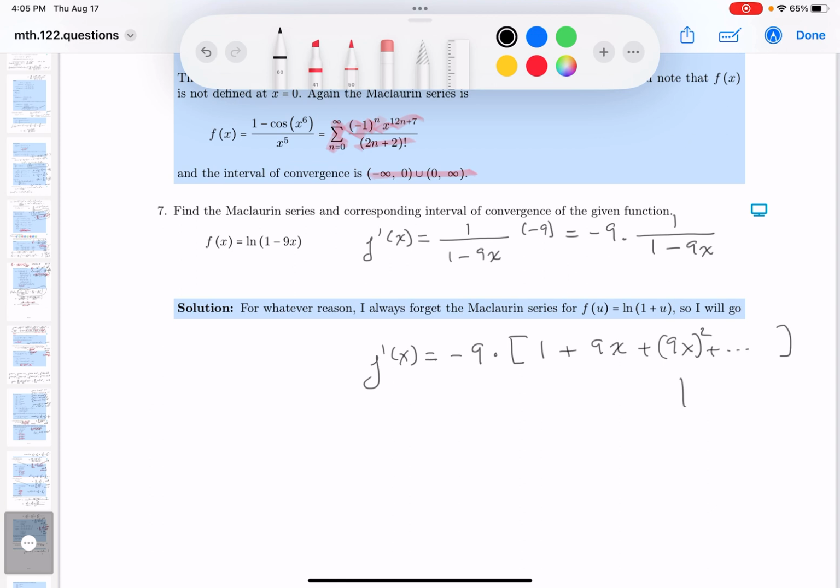And this converges provided the absolute value of 9x is less than 1. And if you look at that, it's really 9 times the absolute value of x less than 1, so the absolute value of x is less than 1/9. Or you could say x is between 1/9 and minus 1/9.